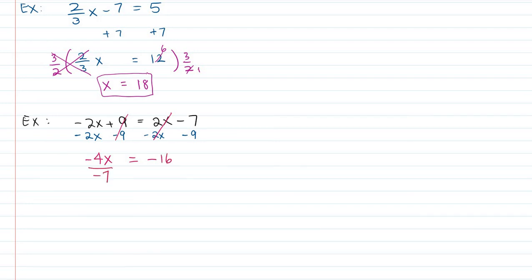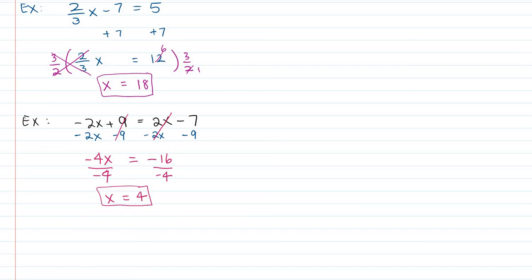Divide by negative 4 on both sides because that's the opposite of what's happening to x. What's happening to x is being multiplied, and we're going to do the opposite. So that leaves us with a positive x equals a positive 4. We can do a little mental math and plug that back in to see if it works.